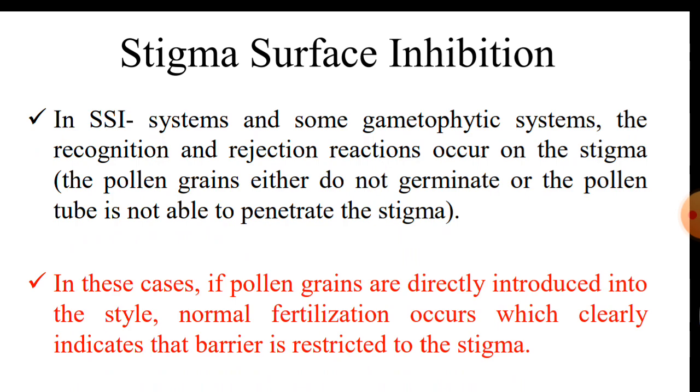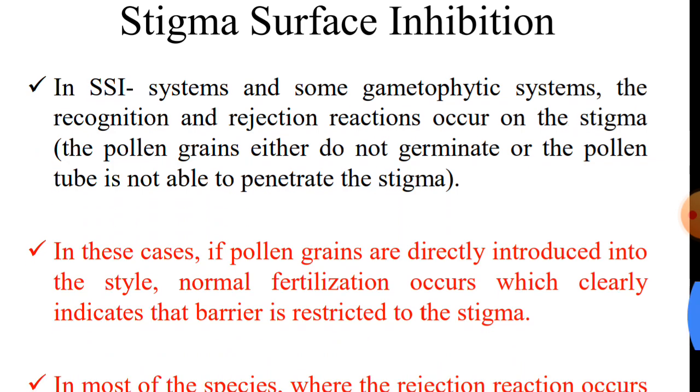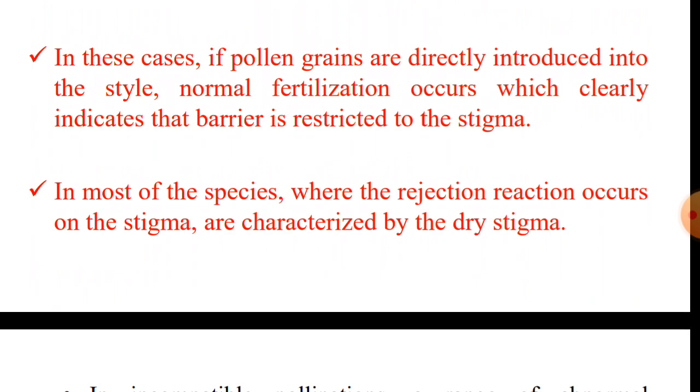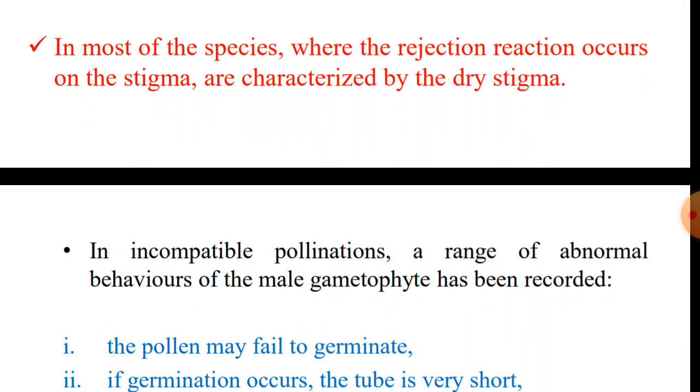Now, stigma surface inhibition. In SSI systems and some gametophytic systems, the recognition and rejection reactions occur on the stigma. The pollen grains either do not germinate, or the pollen tube is not able to penetrate the stigma. In these cases, if pollen grains are directly introduced into the style, normal fertilization occurs, which clearly indicates the barrier is restricted to the stigma. Most of the species where the rejection reaction occurs on the stigma are characterized by a dry stigma.